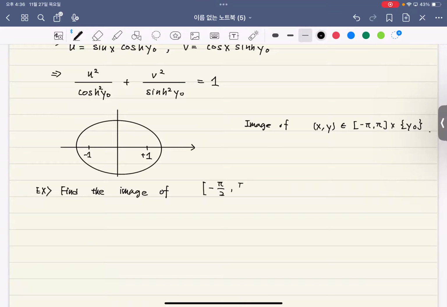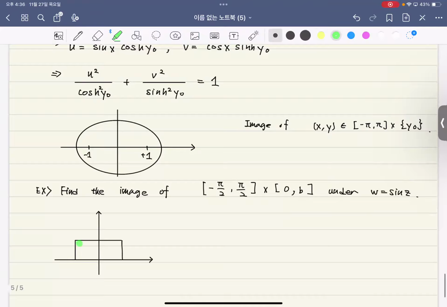Minus pi, plus pi. This is not that horribly complicated, but sometimes confusing. So just to make sure we are on the right track, I want to consider the image of this rectangle. So this is minus pi to plus pi, or minus pi over 2 to plus pi over 2, and this from 0 to b.